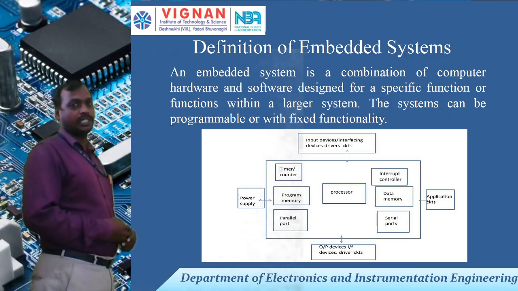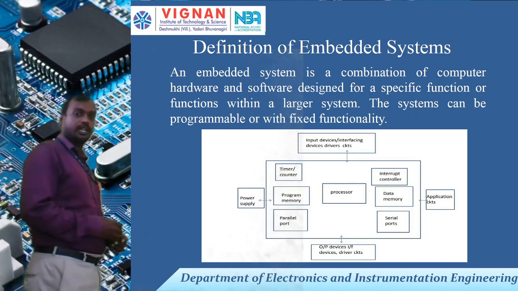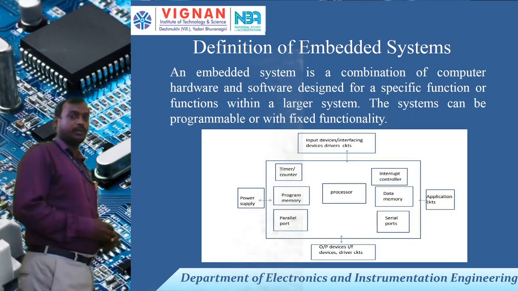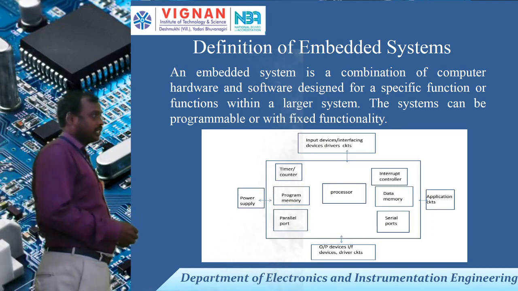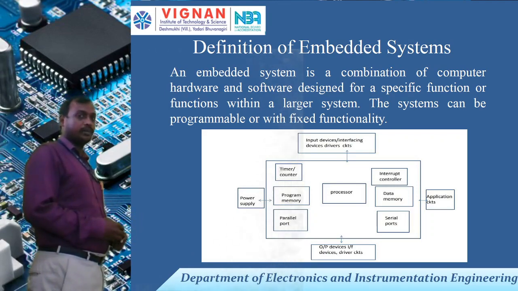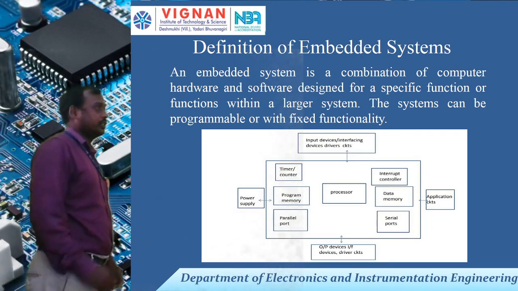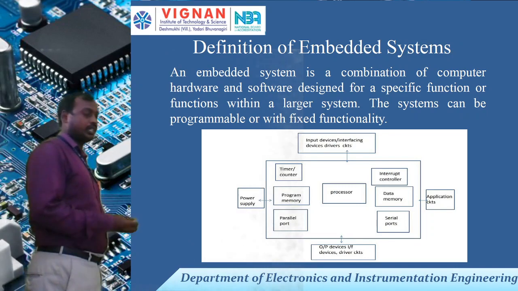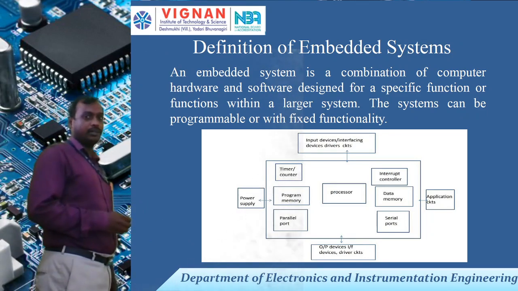A general purpose system also has a combination of hardware and software, but it performs many tasks. The user can install or uninstall applications. That means it is alterable. Coming to the embedded system, it is the combination of hardware and software to perform a specific operation or particular application.